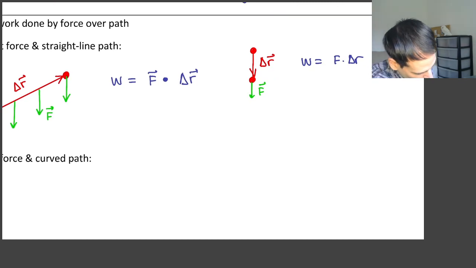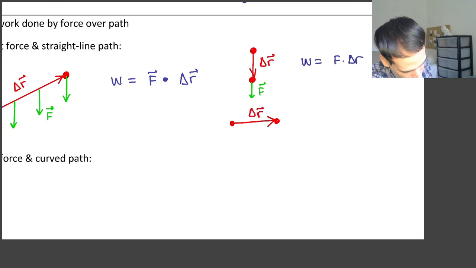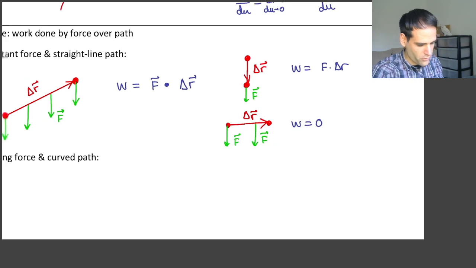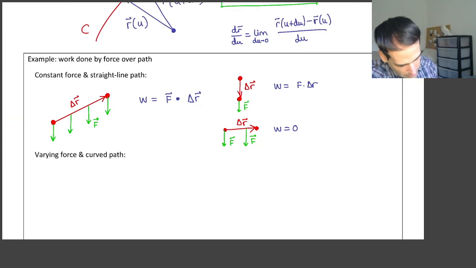And for example, if you are moving a mass horizontally, so that delta r is this horizontal vector, and the gravity is acting downwards, F, throughout the path, then the dot product of this vector with F is 0, and therefore the work done is 0, okay? So you know that. And all of this is summarized in this simple equation.